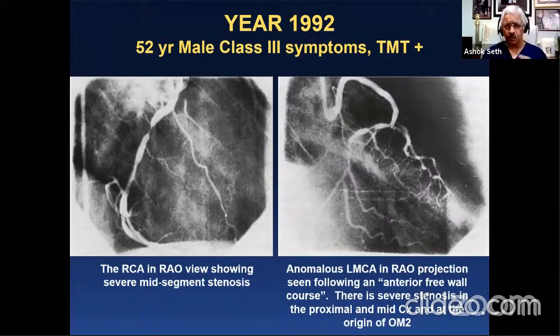Well, this is a 52-year-old male with class 3 symptoms, and the exercise test was positive. He had an anomalous left main arising from the right coronary sinus, as well as RCA disease. He refused surgery, and in those days people would think we were mad if we did balloon angioplasty to this. But you have the RCA in the RAO projection showing a high-grade stenosis and then a moderate stenosis in the mid segment. You have an anomalous left main arising from the right coronary sinus, not following an interarterial course, and therefore following an anterior wall course.